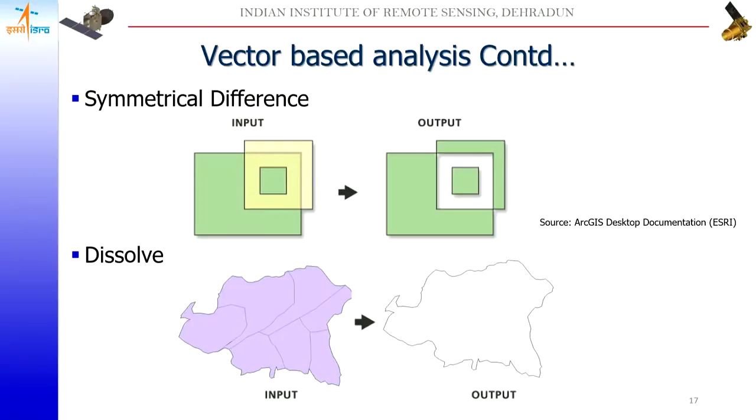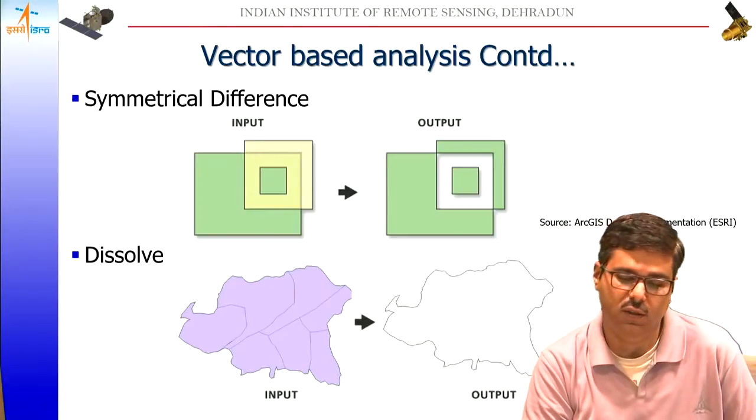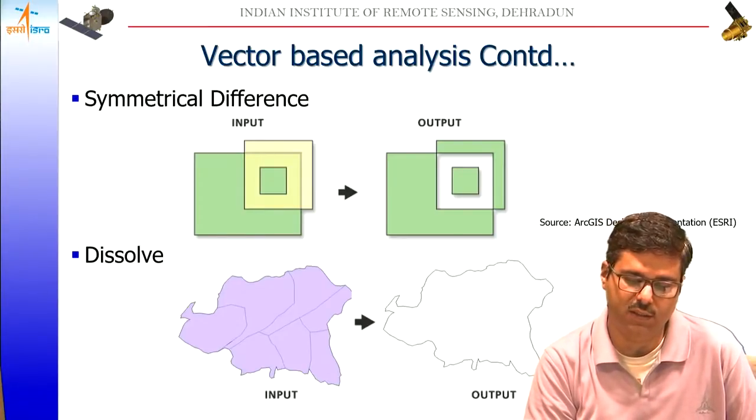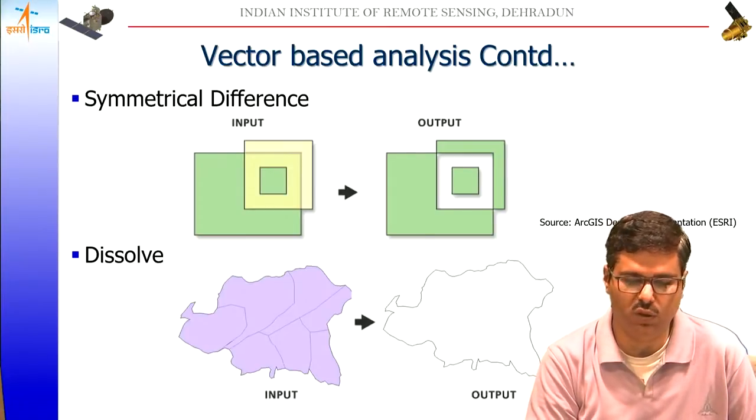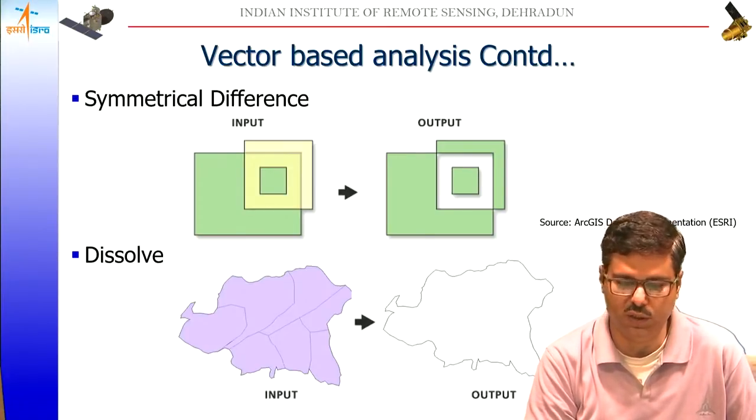So this is again an operator that is used when we want to eliminate the individual polygons and work with a polygon as a whole, or where we want to extract, as I said, given a state layer, the India boundary, in case we don't have the India boundary with us.